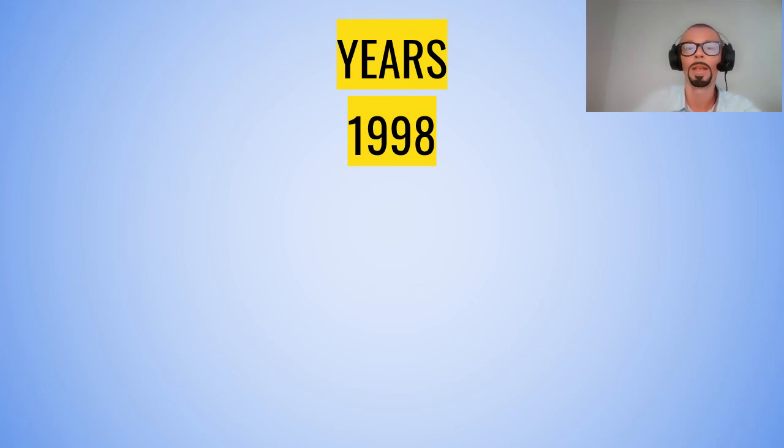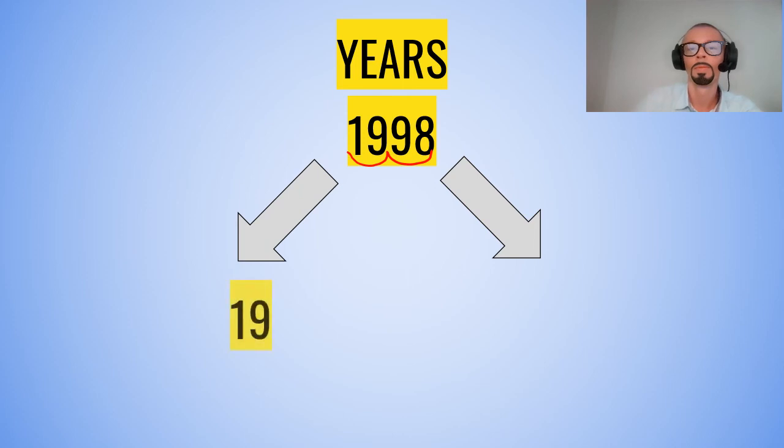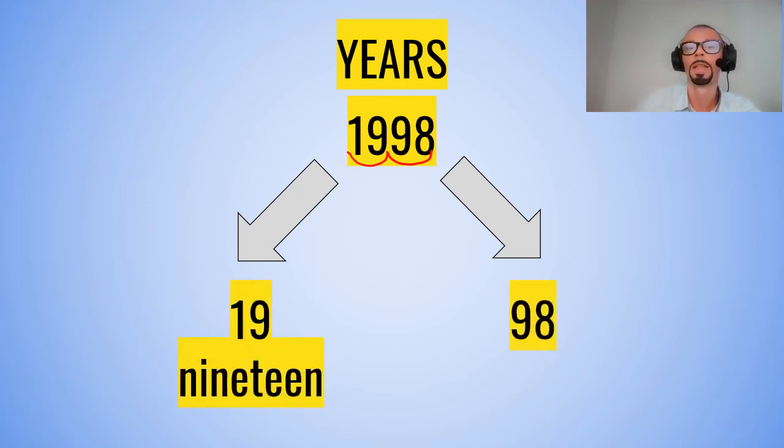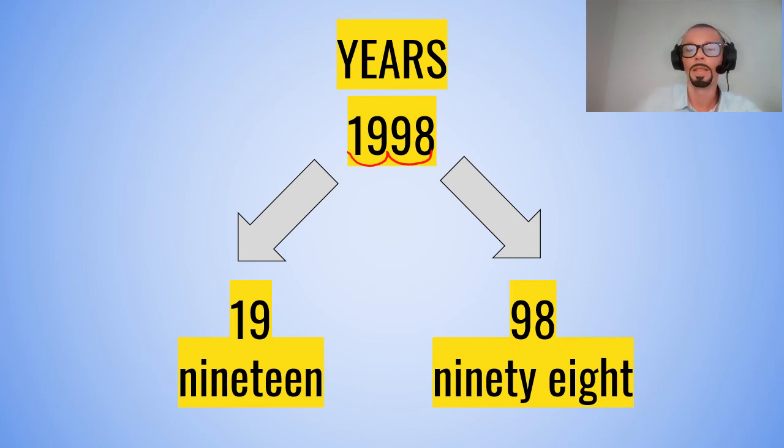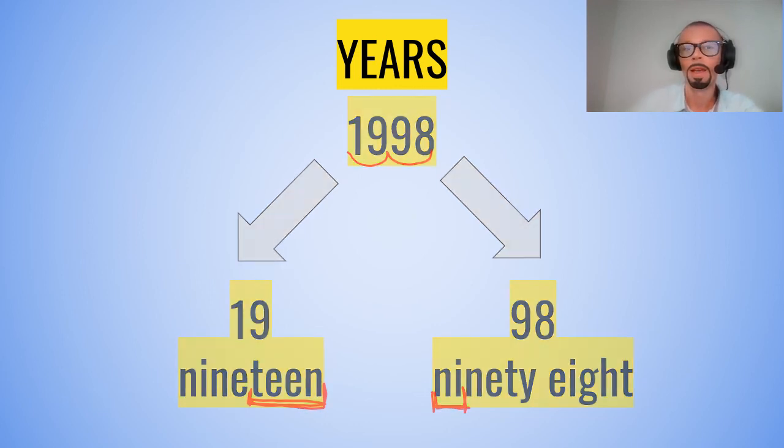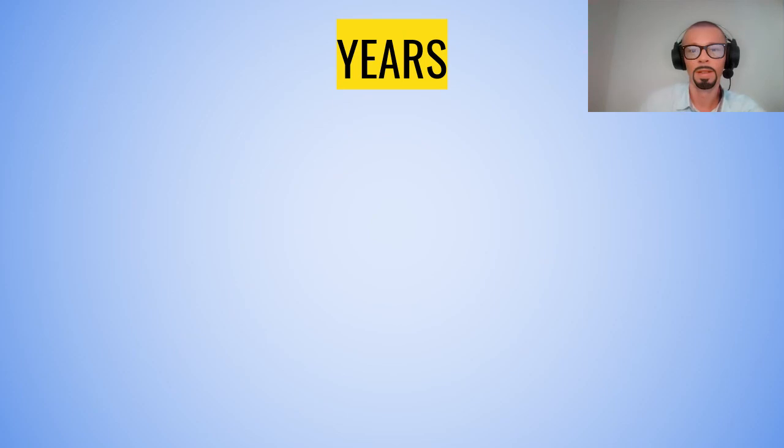Let's see another example. Okay, this one is very simple. Break it into 19 98. When you have a date like this, be especially careful with the stress. 19 and 90. 19 98.